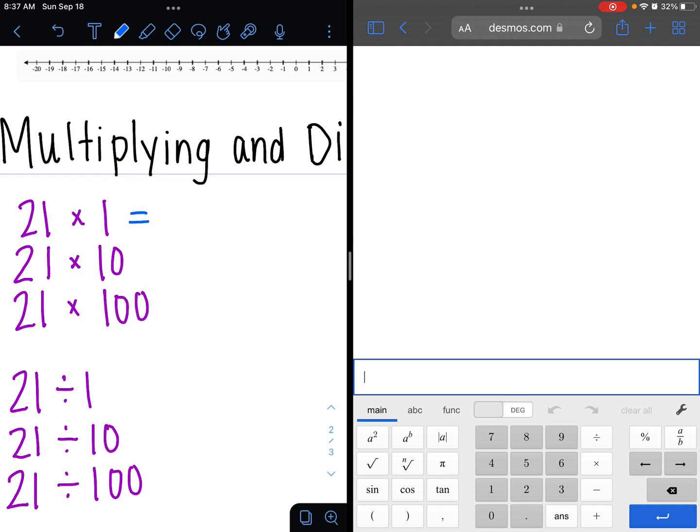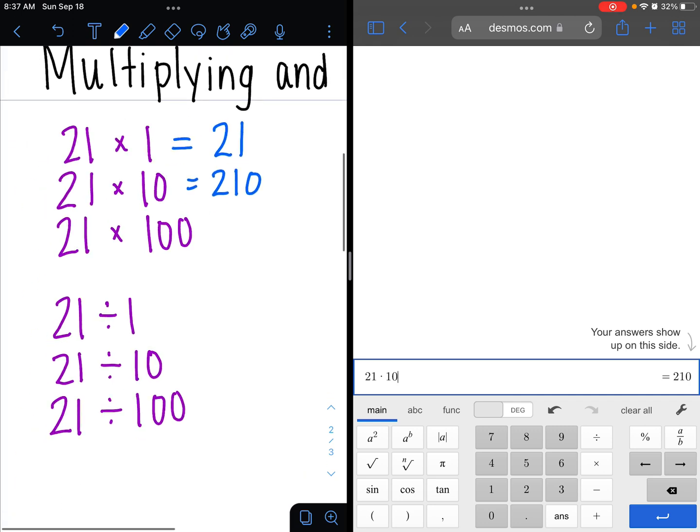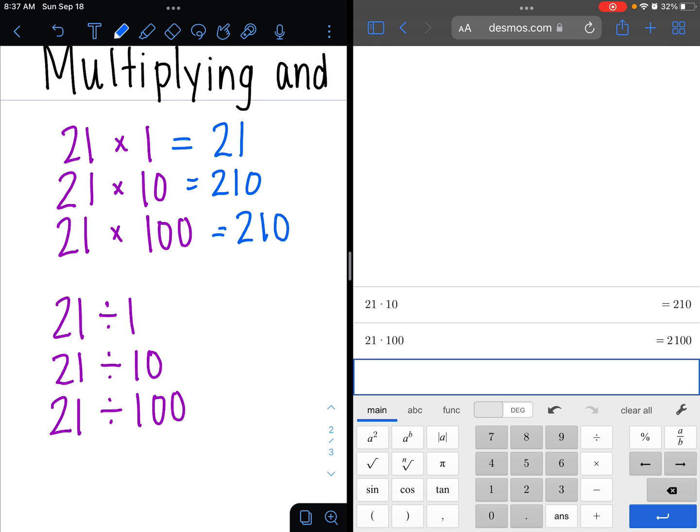Now, I'm not going to put 21 times 1 into my calculator because anything multiplied by 1 is just itself. So 21 times 1 is 21. 21 times 10, so we have 210. We have 21 tens. So that's 210. 21 times 100 is 2,100.